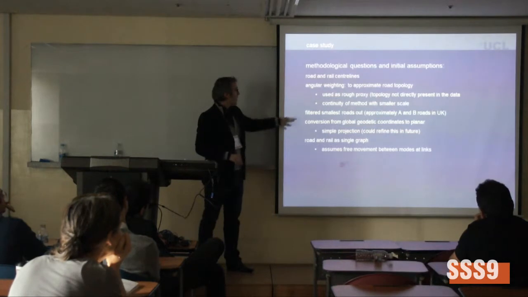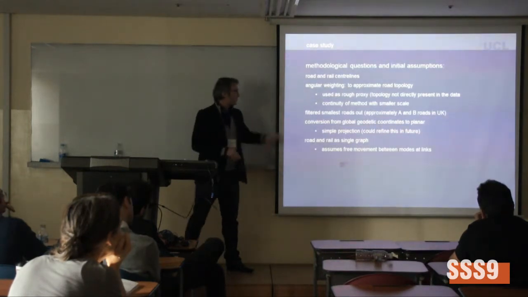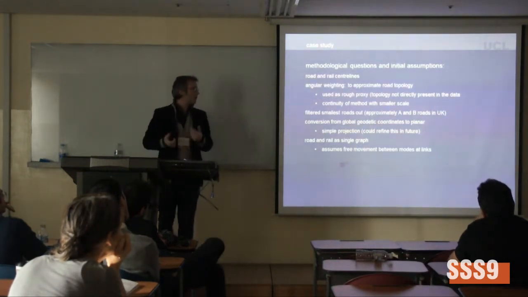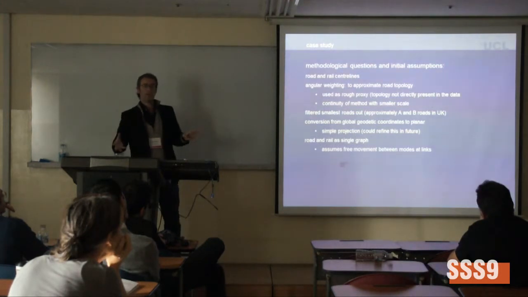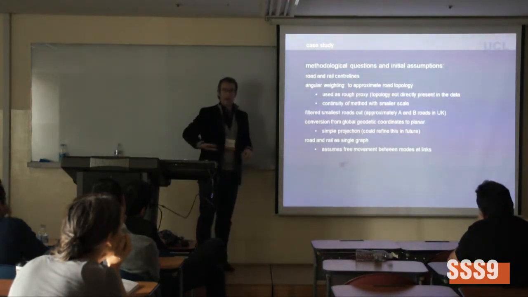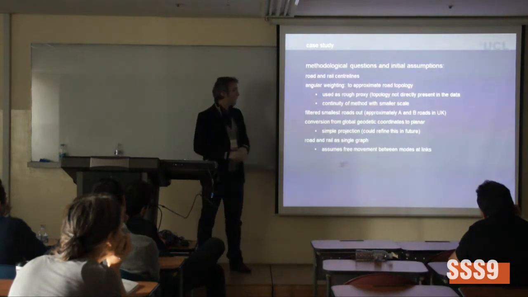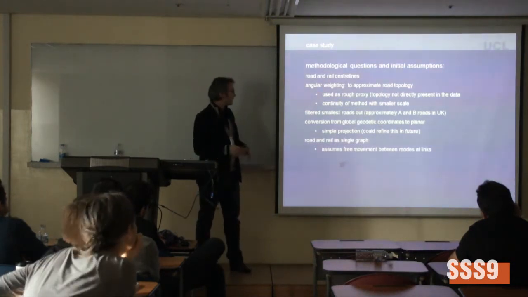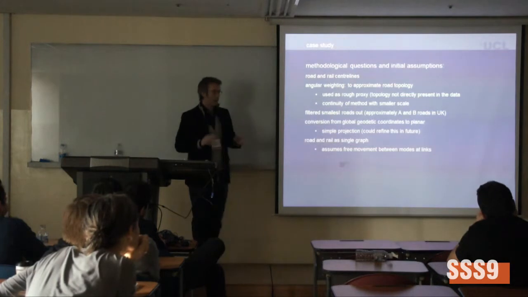Could be a question. We filtered out the smallest roads. They don't exist in the data set. So what we have is approximately equal to the A and B roads in the UK. But at this sort of scale, everything else sort of becomes background anyway. Most of even the B roads, you'll see in a moment, do become background. So that's probably, we think, okay.